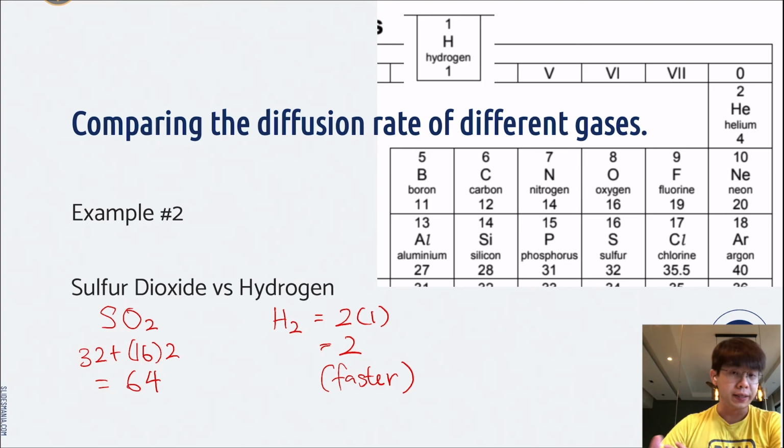So now we can see how we can use relative molecular mass, right, to compare the diffusion rates of different gases. So please practice and hope you can understand this better.